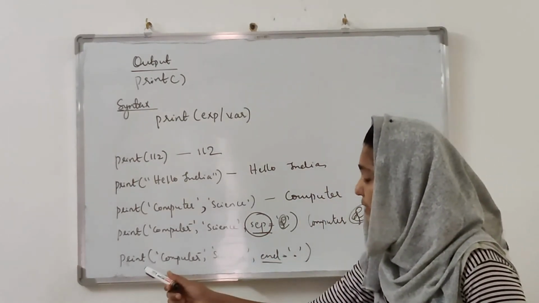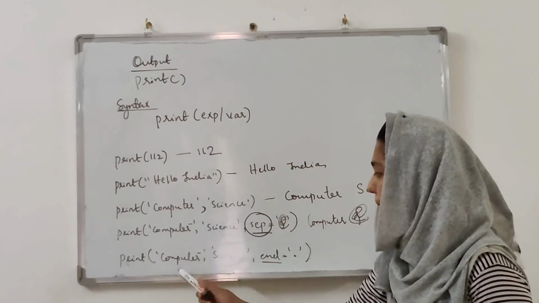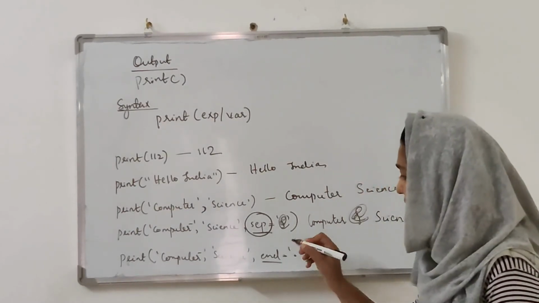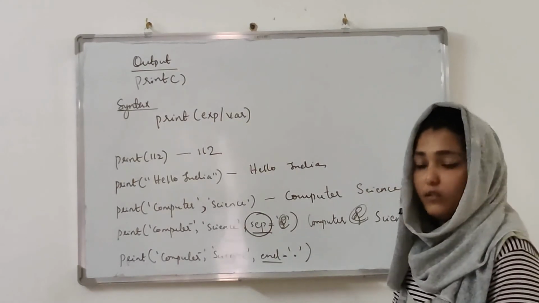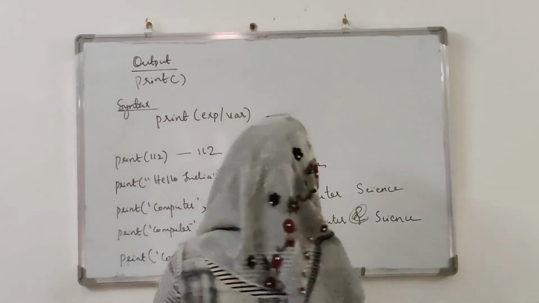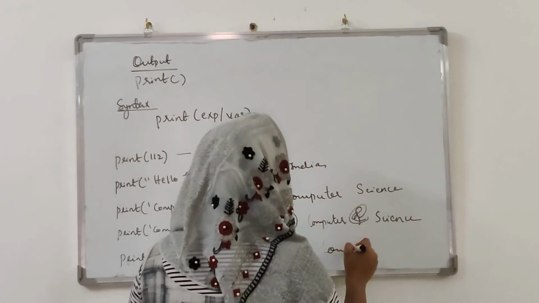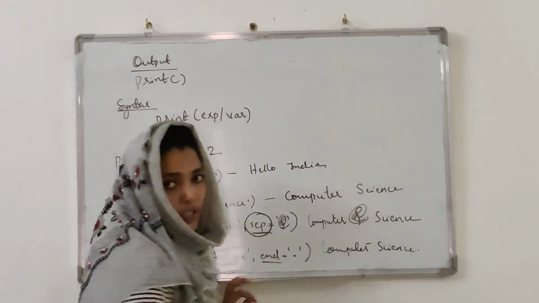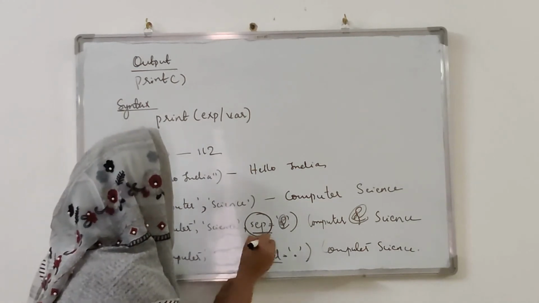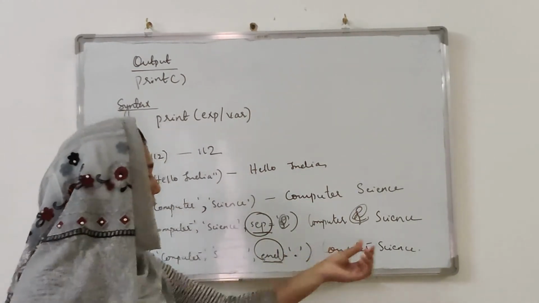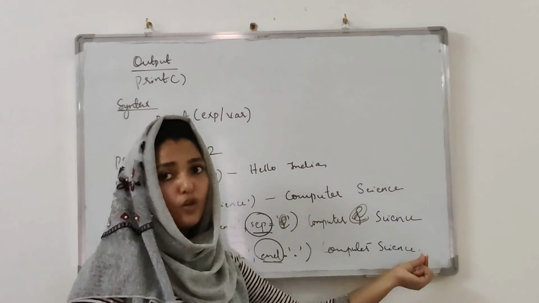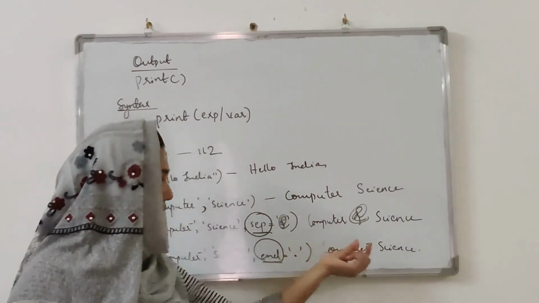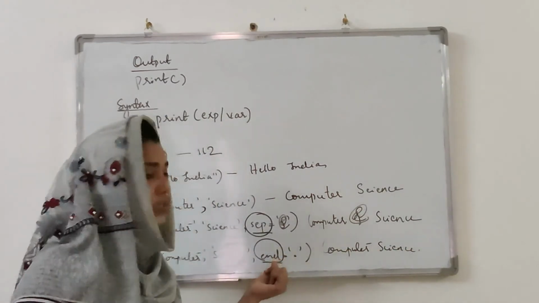And the last print statement is like this: print computer, science, end is equal to, and there we specified a full stop. Then what will be our output? Computer science full stop. So this end is used to specify what symbol we need at the end of the print statement. So here I want a full stop symbol that we can specify using end.